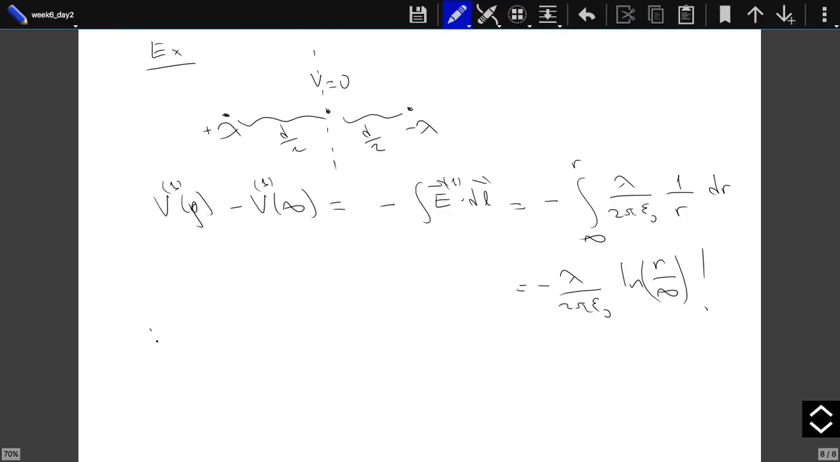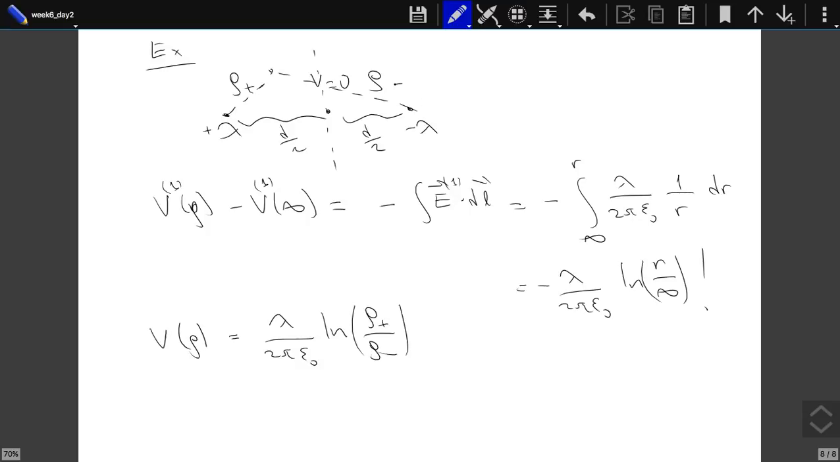Now, if this is the case, you can just work out the potential. The potential at a distance rho from the wire, from both of these wires, let's say at this point, will be equal to lambda over 2 pi epsilon 0, logarithm of rho plus over rho minus. Let's say this distance here is rho plus, this distance here is rho minus. So that in the middle plane, rho plus is equal to rho minus, so this ratio is just 1, the logarithm of 1 is 0, so the potential there is also 0.